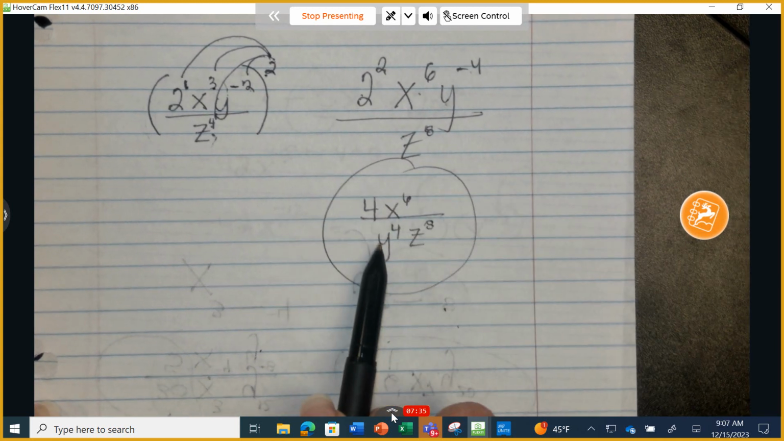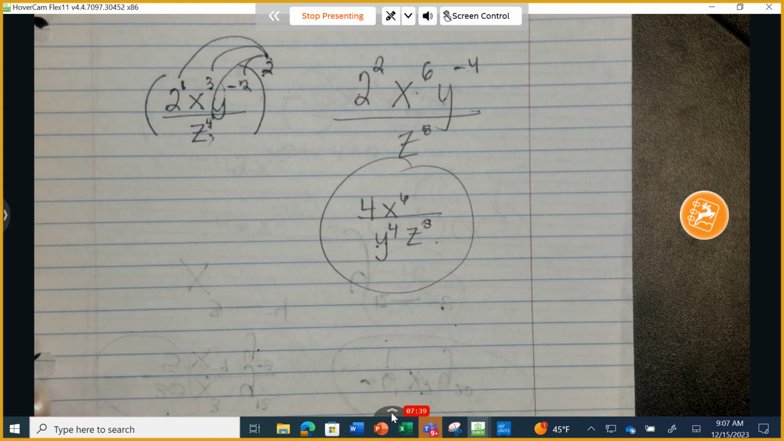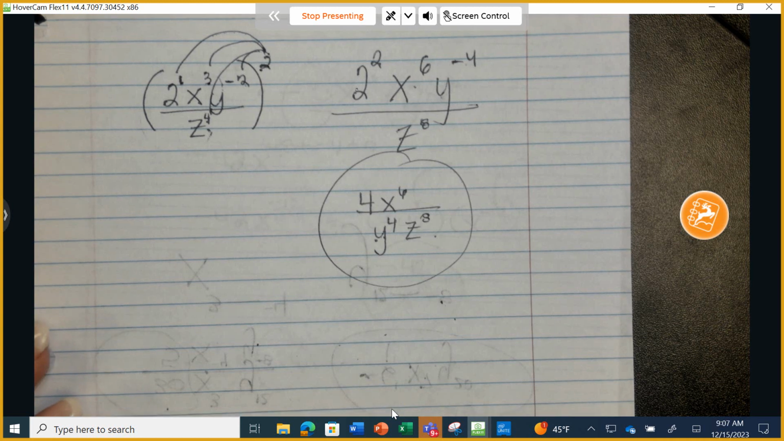Now some students will say, does it matter if I put y to the 4th in front or back? It does not matter. Make sure your phones and your earbuds are put away.